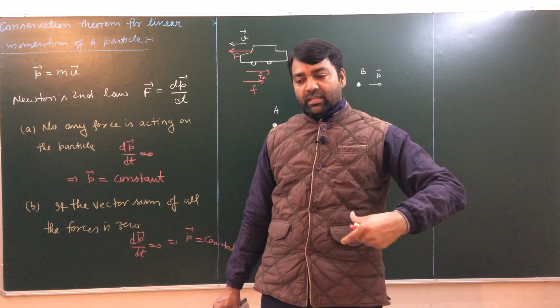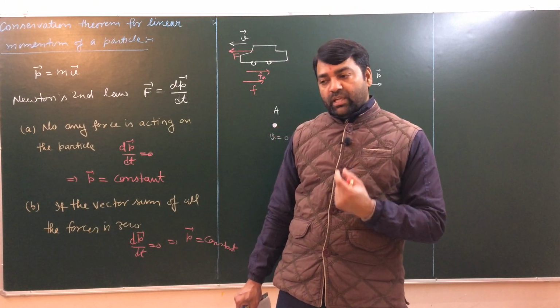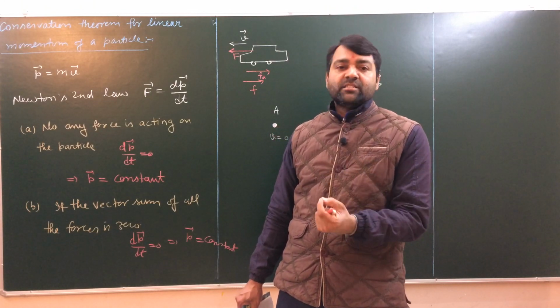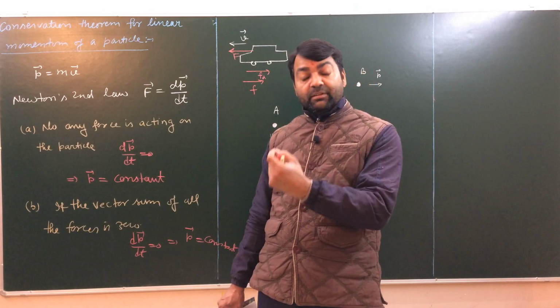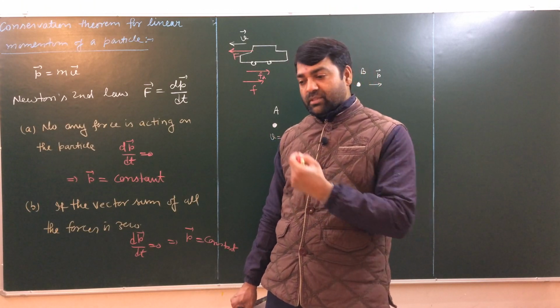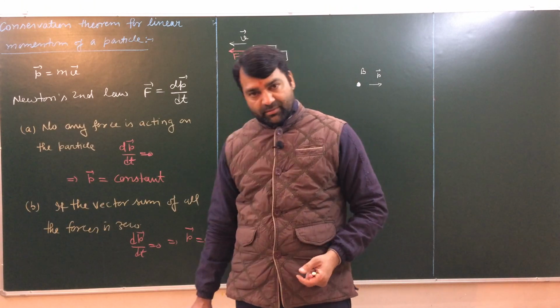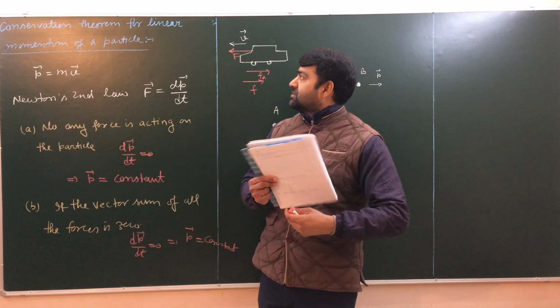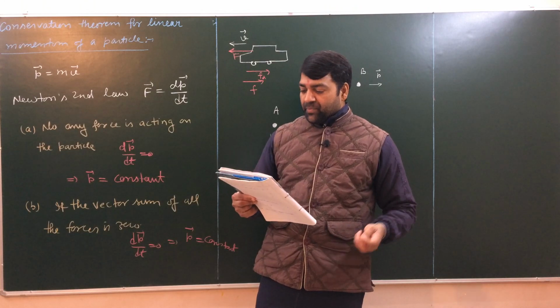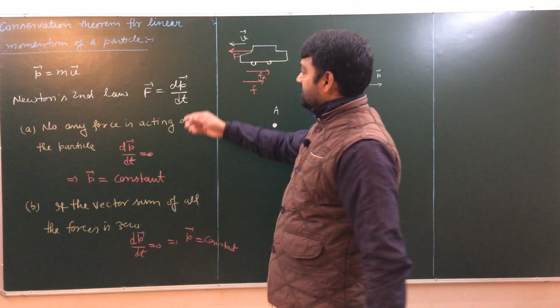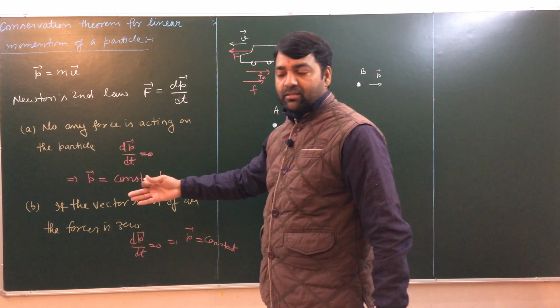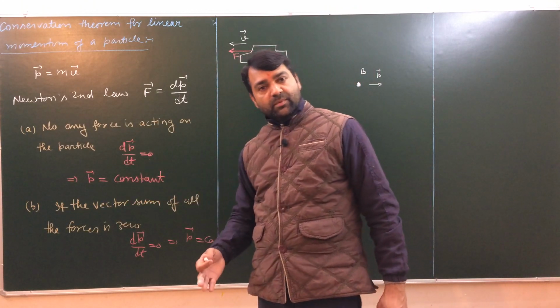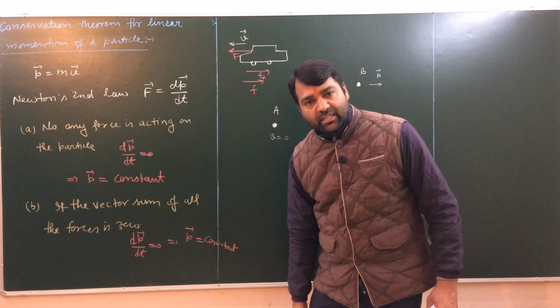Because our body is designed in such a way, we can detect the change in momentum, but our body cannot differentiate between a zero momentum and a constant momentum. So this was our conservation theorem for linear momentum of a particle. And dear student, basically this conservation of linear momentum is Newton's second law. So the law of conservation of linear momentum is equivalent to Newton's second law of motion.